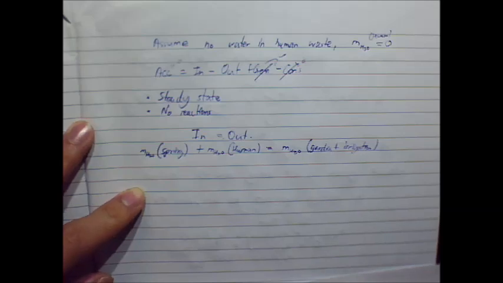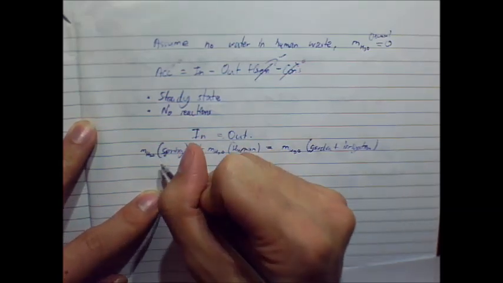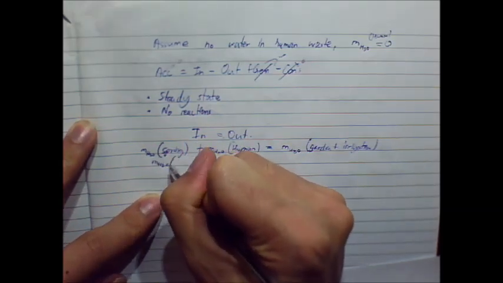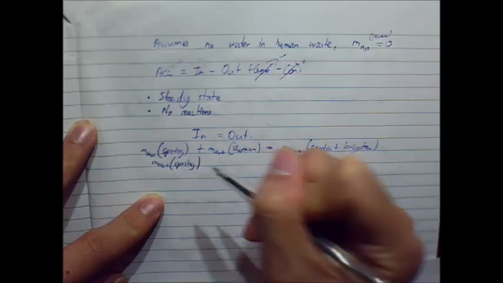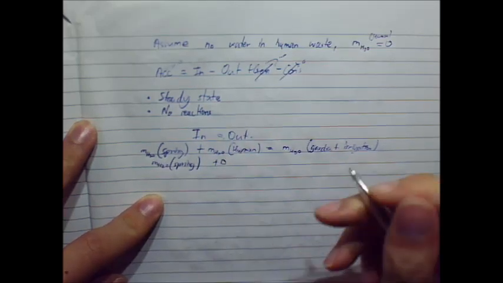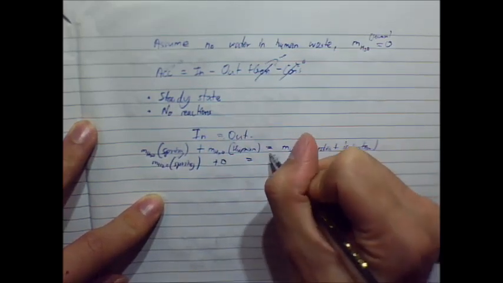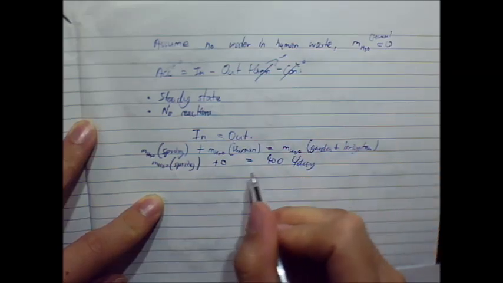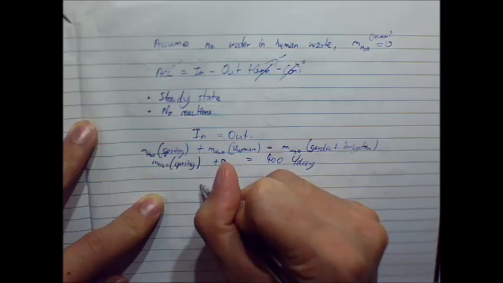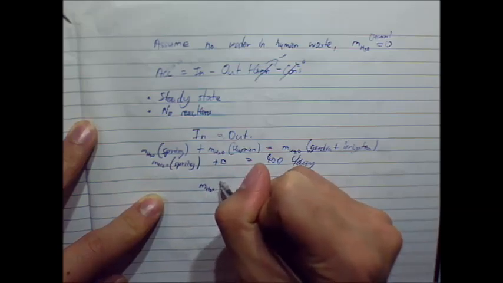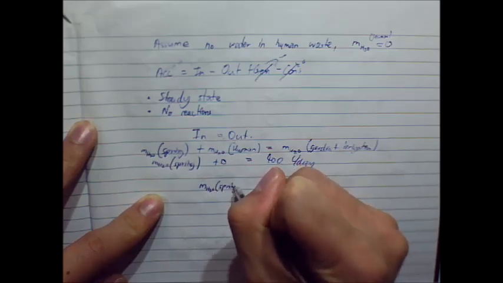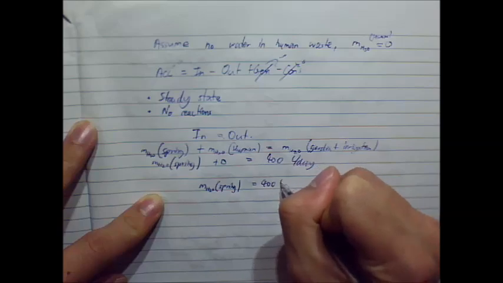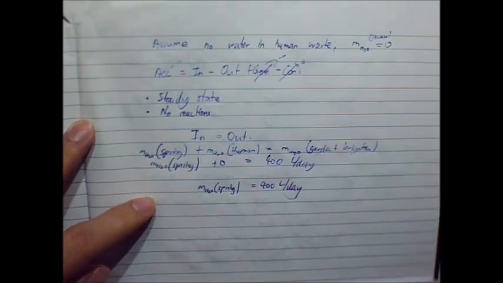Okay, substituting in the numbers that we know. We don't know this, so this is the same thing, because this is what we're trying to find. We've assumed this is 0. Over here, garden irrigation, we've just worked out that was 400 litres a day. And of course, easy equation to solve here. That tells us the flow of spring water is just going to be 400 litres a day. And that's what we've just worked out.